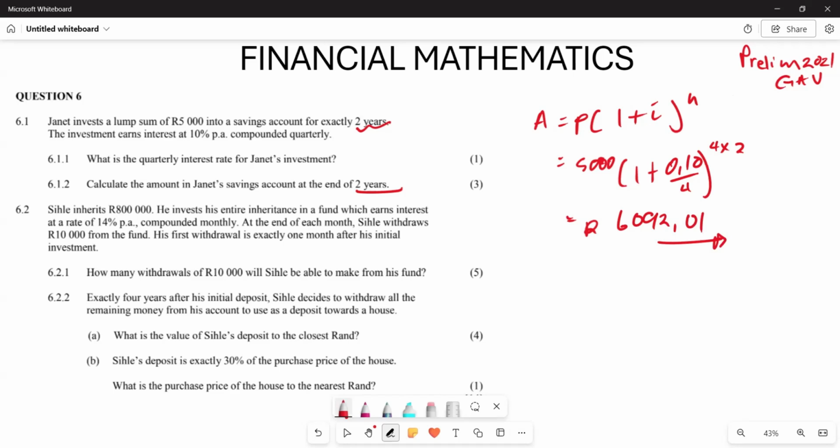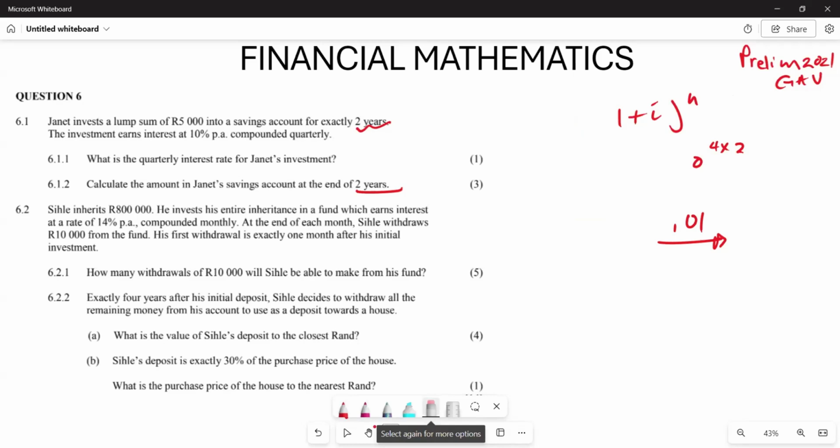Now, let's look at 6.2. In 6.2, they say Sihle inherits 800,000, right? He invests his entire inheritance in a fund which earns an interest of 14% per annum compounded monthly at the end of each month. Now Sihle withdraws 10,000 from the fund. His first withdrawal is exactly 1 month after his investment, right? Now they ask, how many withdrawals of 10,000 will Sihle be able to take from his fund? What is it that they want us to understand, right?